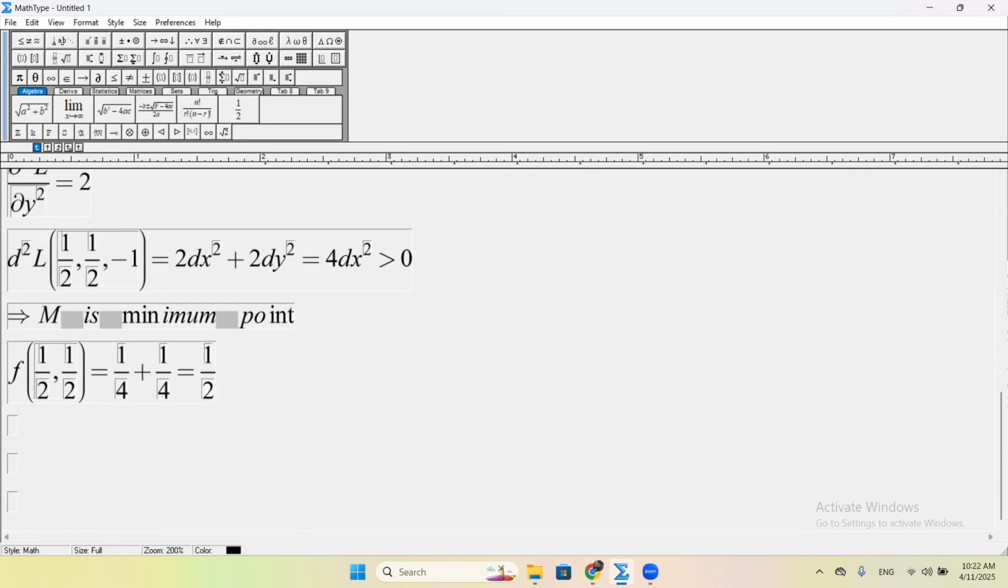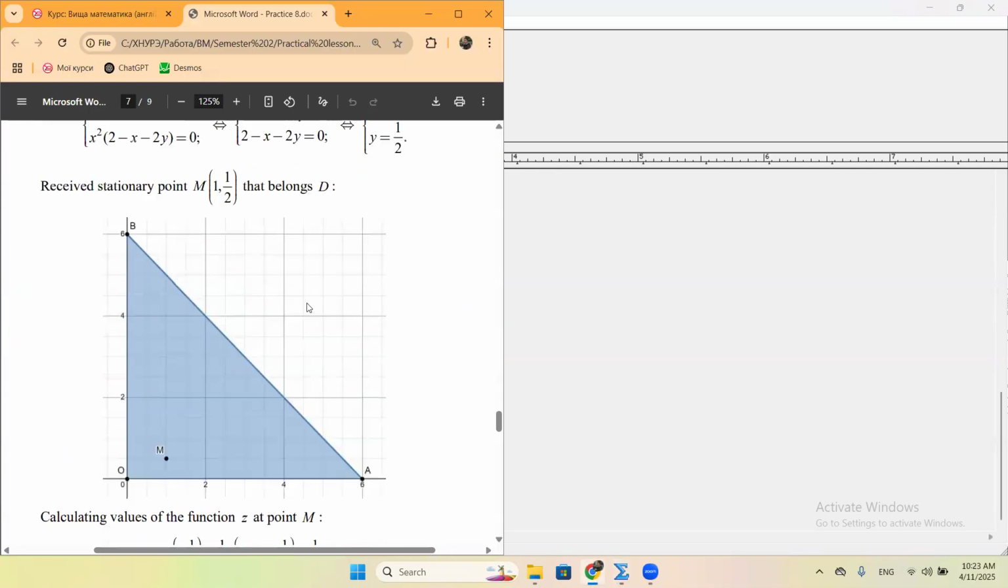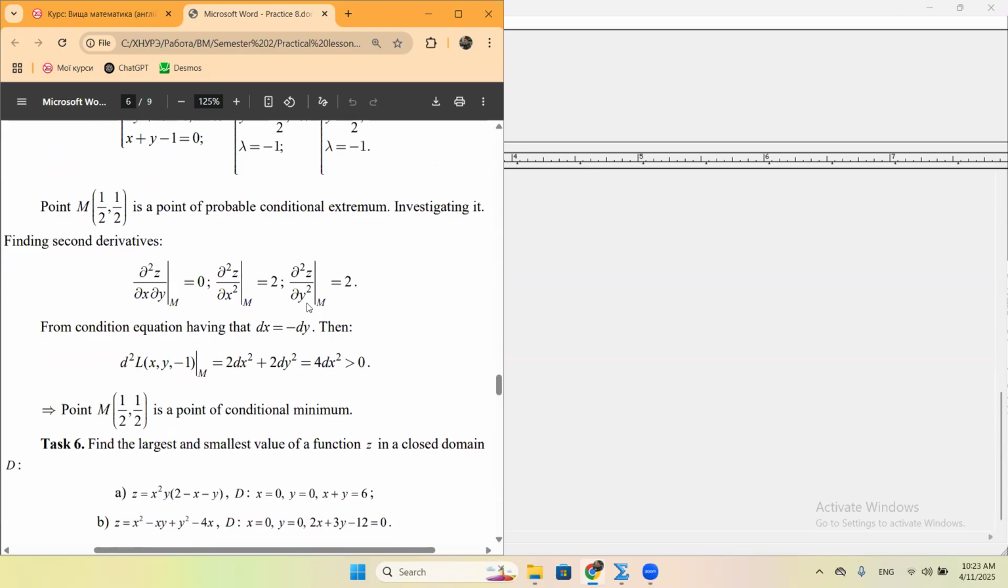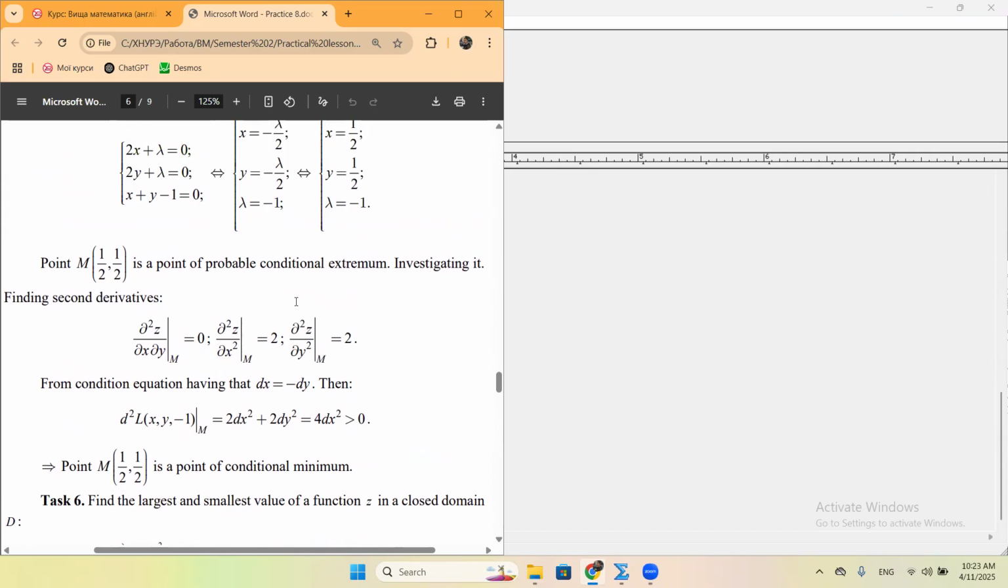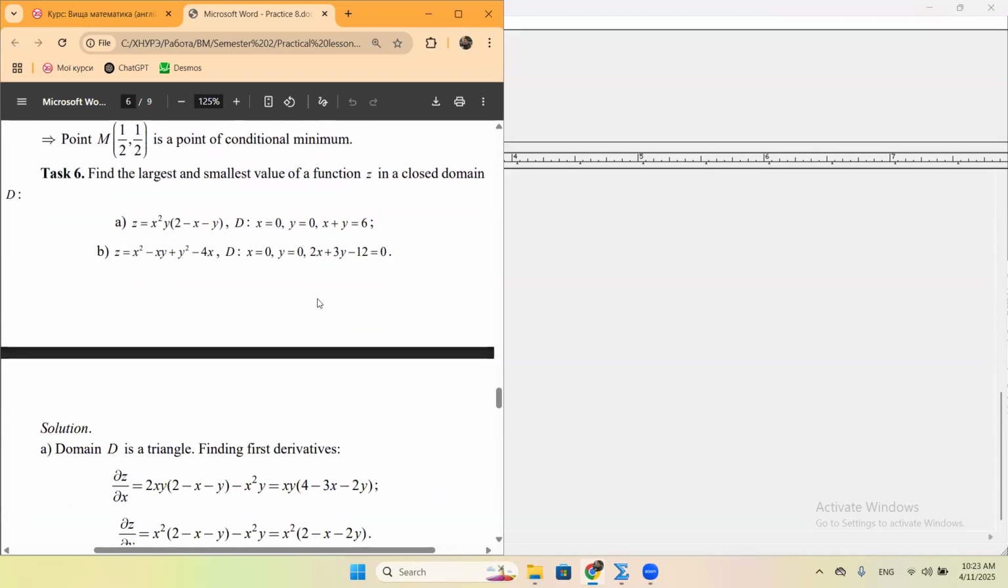No. Okay, no questions. And now let's have a break for about 5 minutes, and then we will solve one more task with the usage of a function of multiple variables, with finding the largest and the smallest value of the function in a domain. And now have a break.